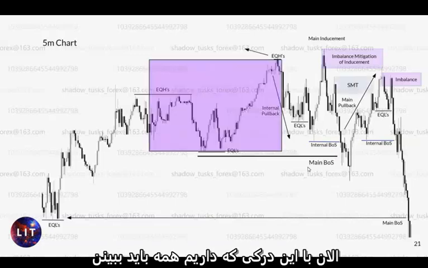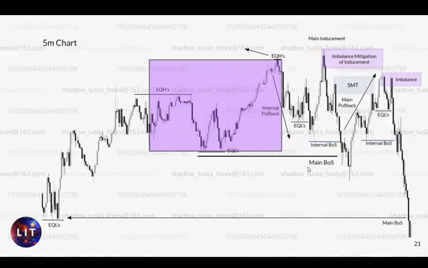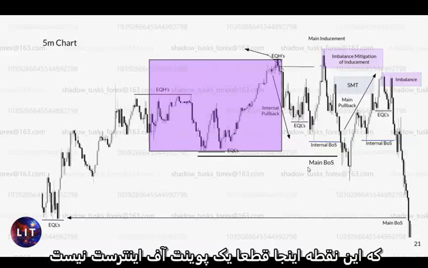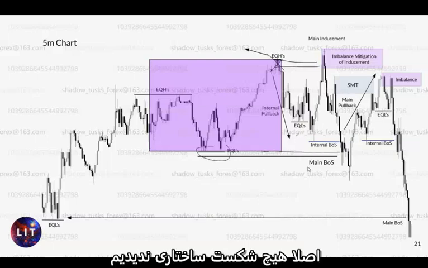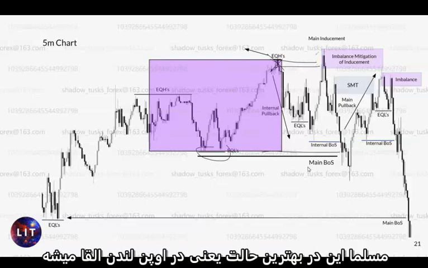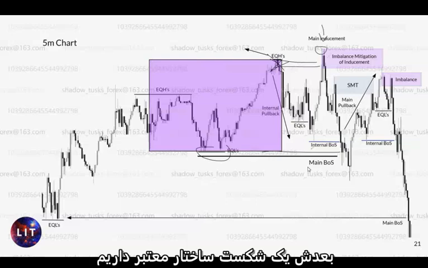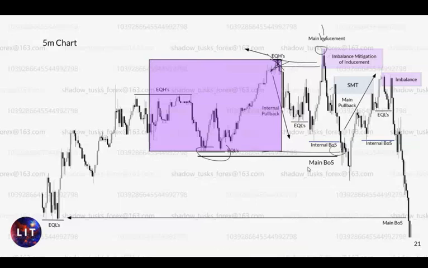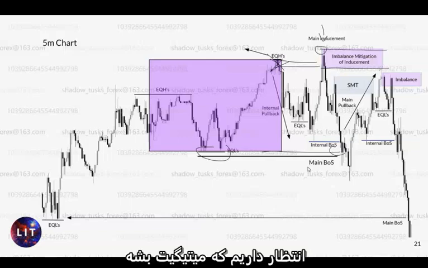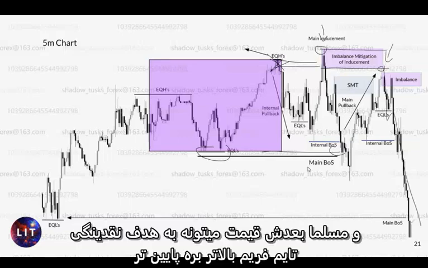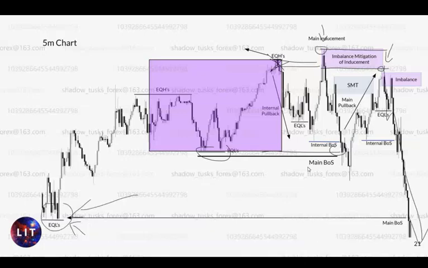Just by this understanding, everyone should see that this point in here will definitely not be a point of interest. We never induced Asia low. We created equal lows in here. Never get a break of structure anyway. Of course, this gets induced, best case in London Open, right? Then we have a valid break of structure in here. This becomes the inducement with the imbalance. We expect this to be mitigated. And then, of course, price can continue lower to aim for the higher time frame liquidity.